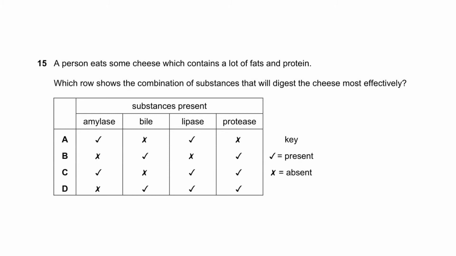Question number 15 says a person eats some cheese which contain a lot of fats and protein. Which row shows the combination of substances that will digest the cheese most effectively? So we need substances that digest fat and protein. Amylase digests starch, so we don't need amylase. Option A and C are wrong. Bile and lipase both help in the digestion of fat, so we do need both of them. So option B is wrong, and we do need protease to digest the protein. The answer is D.